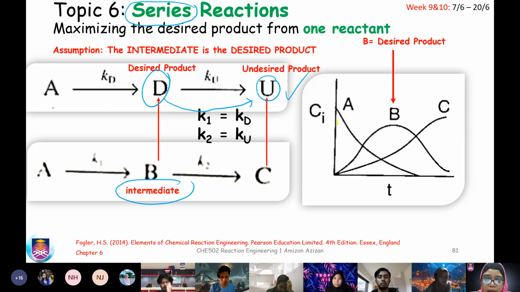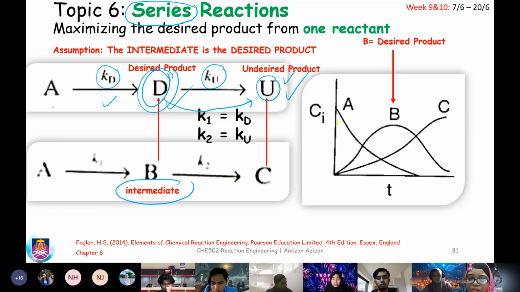So the question would be, how do we handle this kind of situation? What we want is to maximize the D, not so much of the U. But once you have the D, by nature, it will produce U with KU. So we have the specific rate constant of KD for the first pathway, A to D, then D to U for the second pathway with the KU.